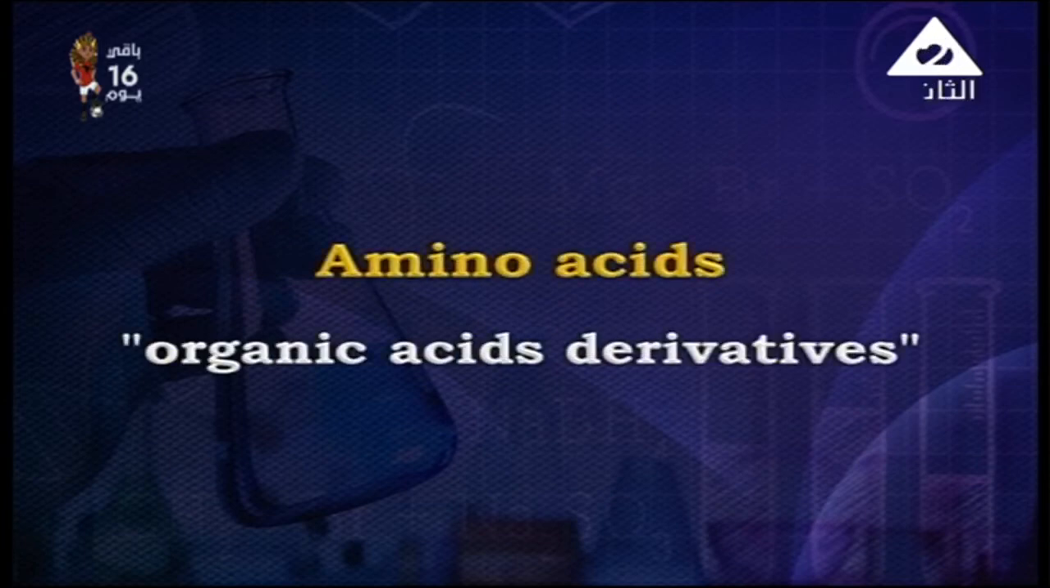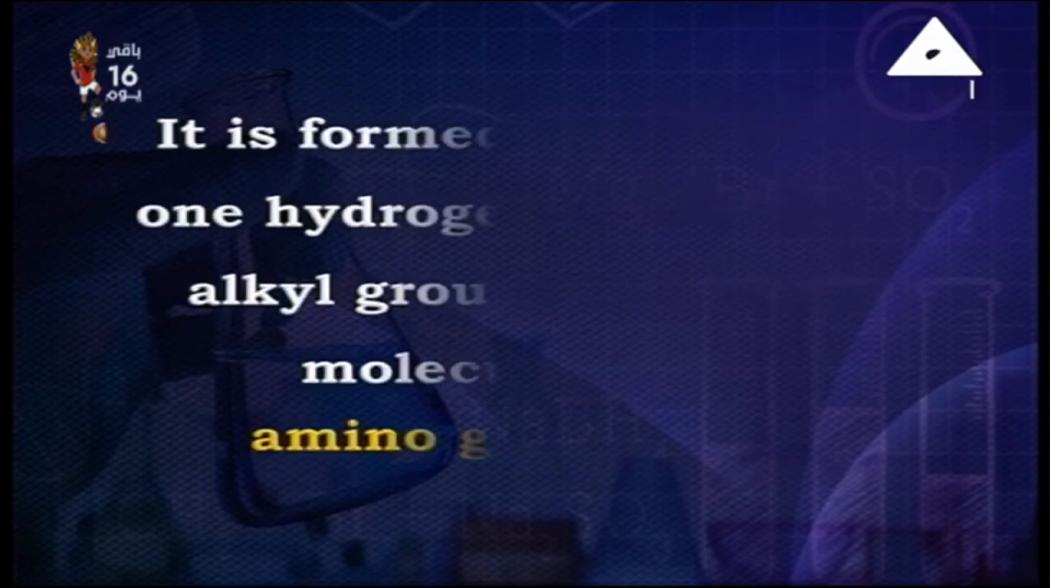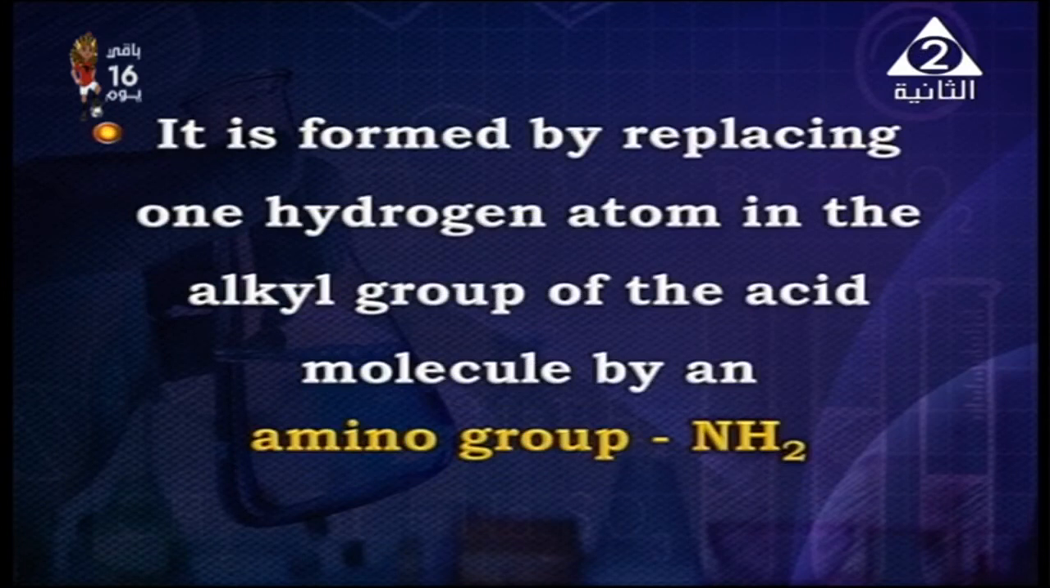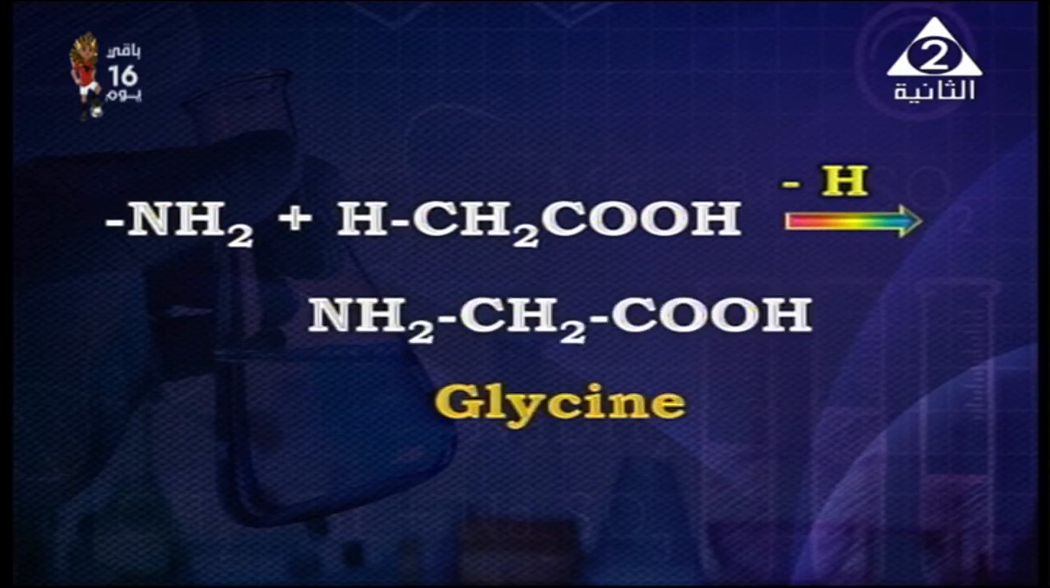Amino acids are organic acid derivatives. The simplest member of the amino acids is glycine, also known as amino acetic acid. It is formed by replacing one hydrogen atom in the alkyl group of the acid molecule by an amino group, NH2. As shown on the screen, if we take acetic acid, remove one hydrogen and replace it by an amino group, it forms glycine, which is the simplest amino acid.